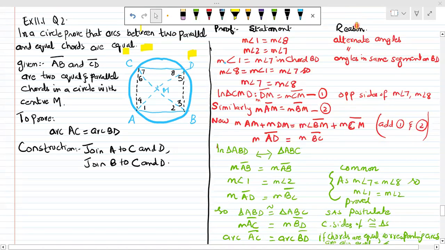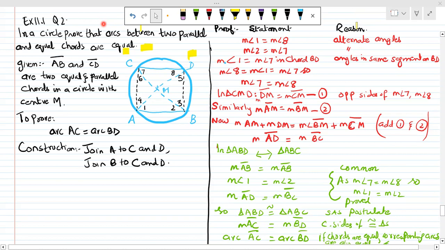Okay, AB and CD are two equal and parallel chords in a circle with center M. Here we can see that AB and CD are two equal and parallel chords in a circle with center M. Here is the point M. So we have to prove that this arc AC and this arc BD are equal.